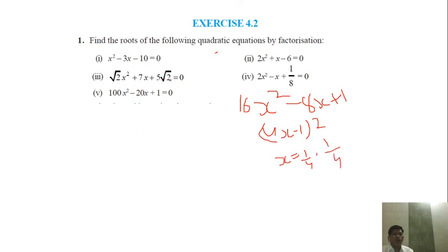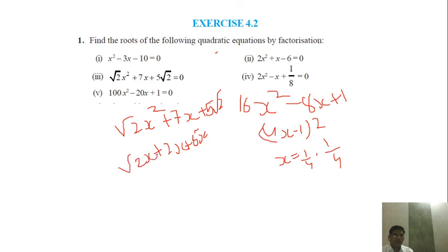Here root 2 into root 2, that is 2, 2 into 5 is 10. So root 2x square, question I have to write first, 7x plus 5 root 2. Now factor of 10, that is 2 into 5, 2x and 5x. And I have to write root 2x square. So I have to make root 2x common. So in bracket I have to write x plus root 2.